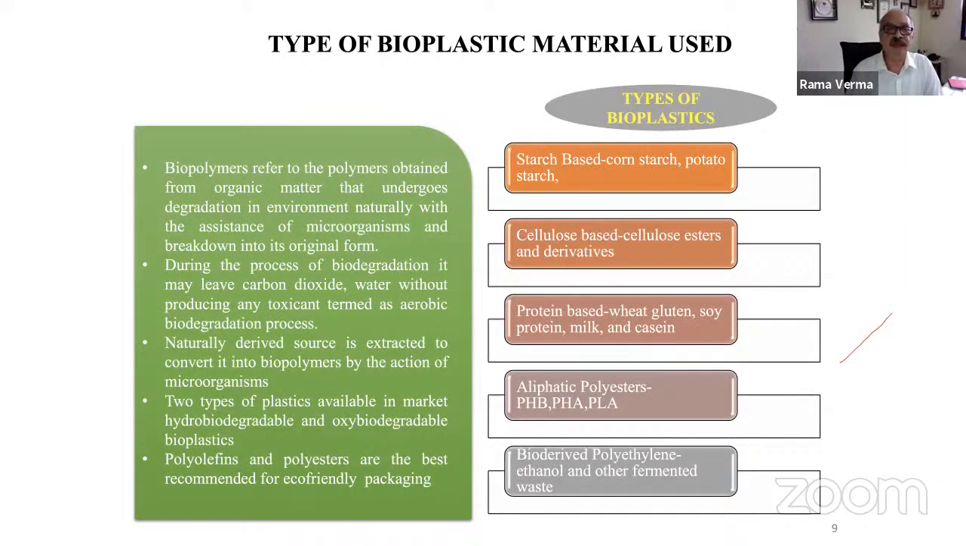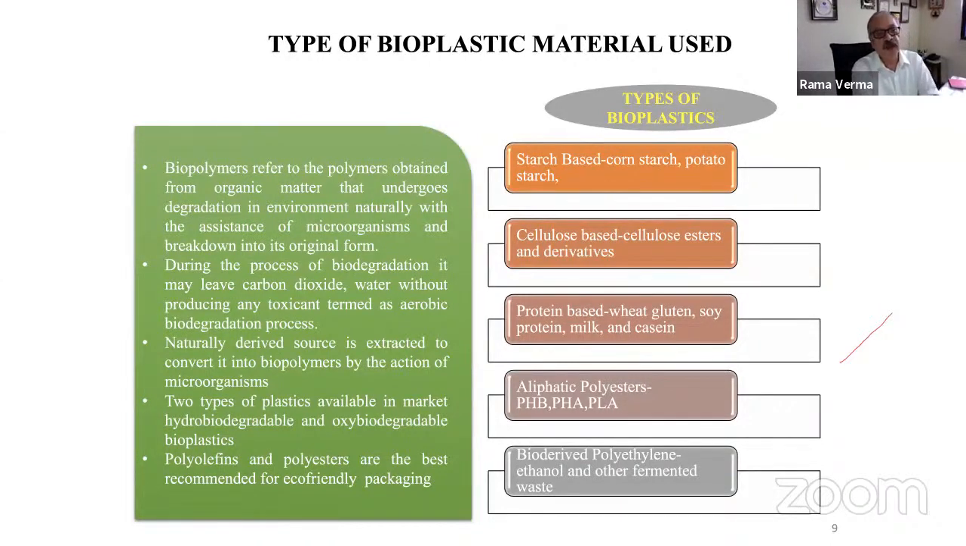So the types of bioplastic material used, I can tell you, basically are starch-based, corn starch, potato starch, cellulose-based esters and derivatives, protein-based wheat gluten, soya protein, milk and casein, aliphatic polyesters, PHV, PHA, polylactic acids, and bio-derived polyethylene, ethanol, and fermented waste, basically. So you can see them. There are source materials from the plant which we can use.